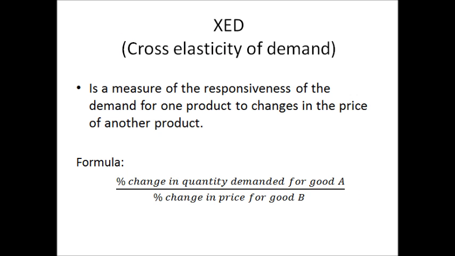XED is the cross elasticity of demand. It is a measure of the responsiveness of the demand for one product to changes in the price of another product. The formula is the percentage change in quantity demanded for good A divided by the percentage change in price for good B.